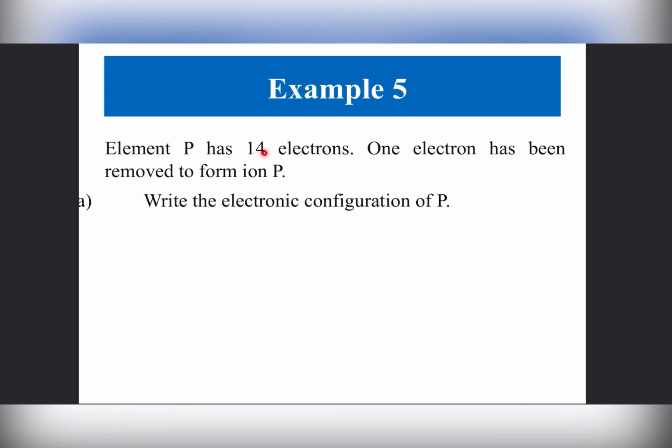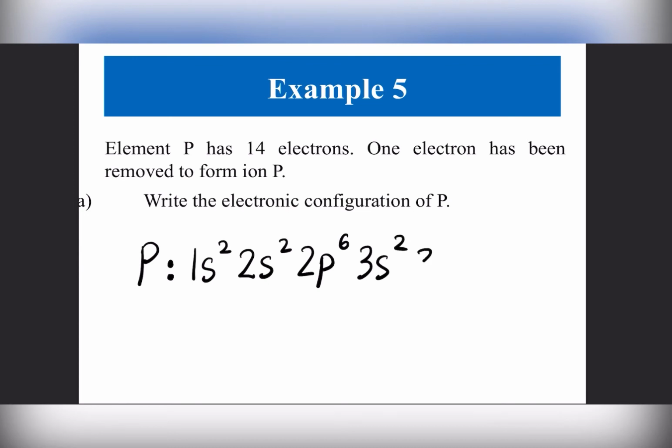So P has 14 electrons. It means that this is the neutral ataupun ground state untuk P, di mana dia mempunyai 14 electrons, also 14 proton number. So I will write it down. P, the symbol, and then you have to start your electronic configuration with the lowest energy level, 1s2, 2s2, 2p6, 3s2, 3p2. So the total of them, 2 plus 2 plus 6 plus 2 plus 2 is 14 electrons. So settle for question A.